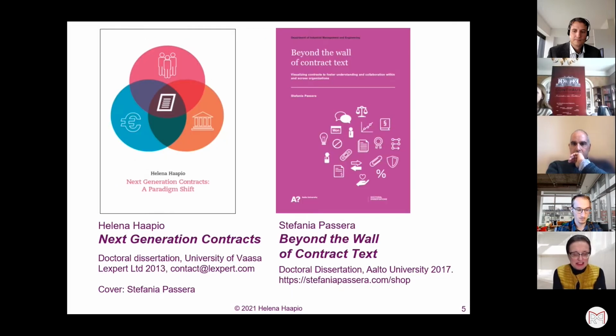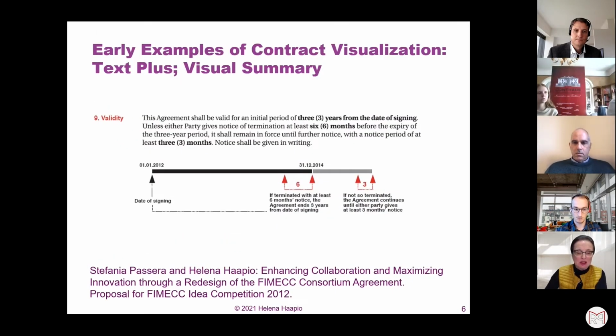What we have done, we did our dissertations, both of us, on contracts. So here's the cover of mine, which is really conceptual on next generation contracts. And then Stefania's Beyond the Wall of Contract Text. That is a very scientific proof of the fact that these things work, that visualized contracts work better than text only.